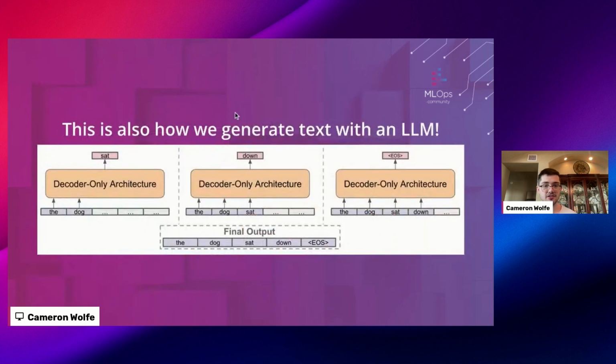And interestingly, just a little side note, this is actually how we generate text with an LLM as well, right? So we still use next token prediction. What we do is we auto-regressively predict the next token, add that token to the input sequence, predict the next token, and so on. As we see in this figure here, we're continually adding another word by performing next token prediction.